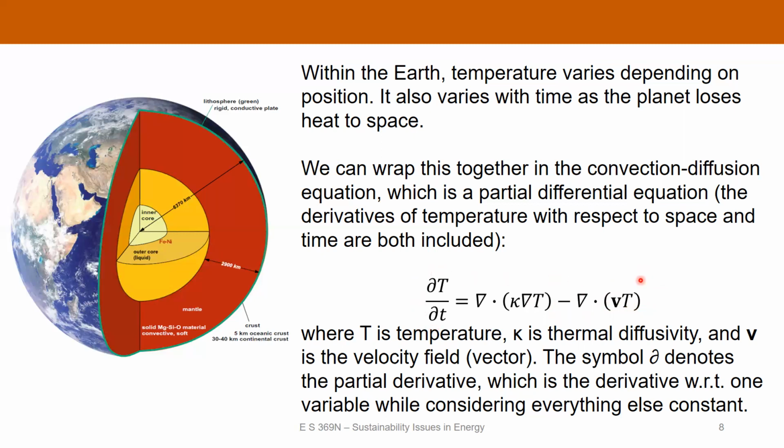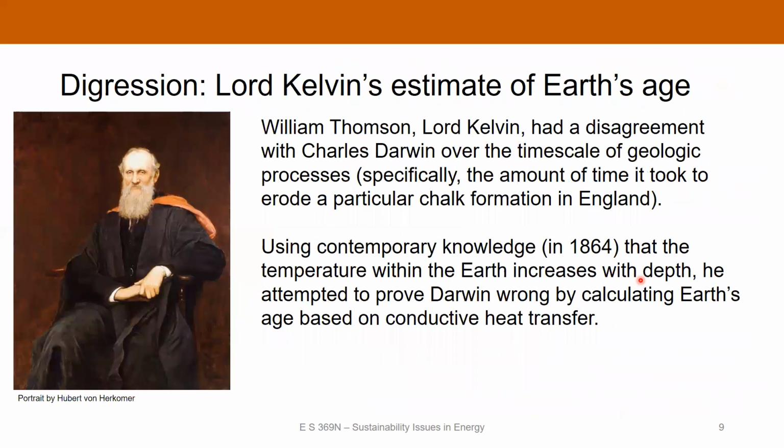convection-diffusion equation. Now I'm going to digress a little bit and we're going to talk about Lord Kelvin's estimate of the age of the Earth and come back to the convection-diffusion equation. So William Thomson, later known as Lord Kelvin, was having a disagreement with Charles Darwin about how rapidly geologic processes happened. They were looking specifically at how long a particular chalk formation in England had taken to erode.